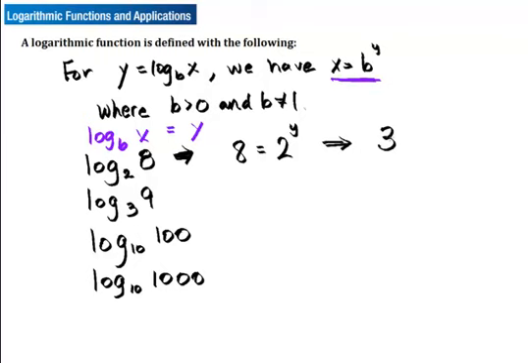So 2 to what power is 8? Or for this one, 3 to what power is 9? The answer to this would be 2. So you're asking the question, how many powers of my base do I have? 10 to what power is 100? Well, 10 squared is 100, so that answer is 2. In other words, your answer is the exponent.